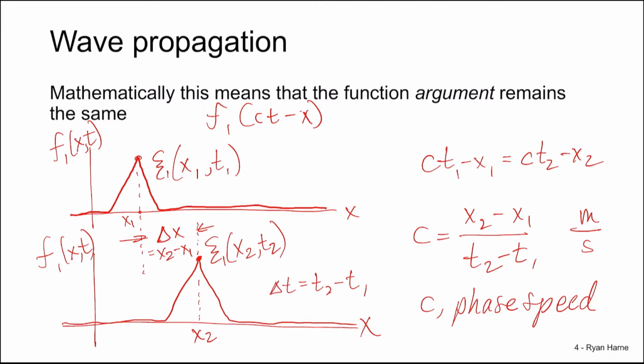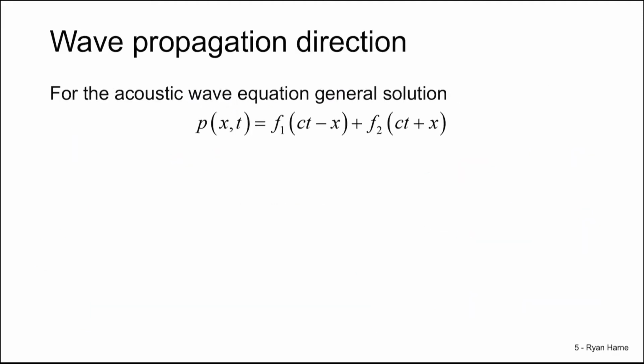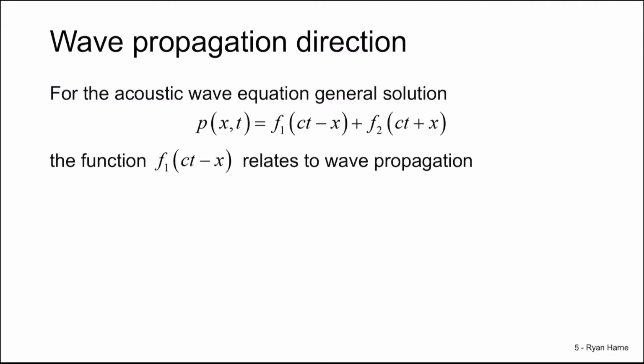So let's look back to the other function, f2, and its relationship to f1. The general solution contained both of these functions. What we find from the prior example is that f1 was a wave to the right.